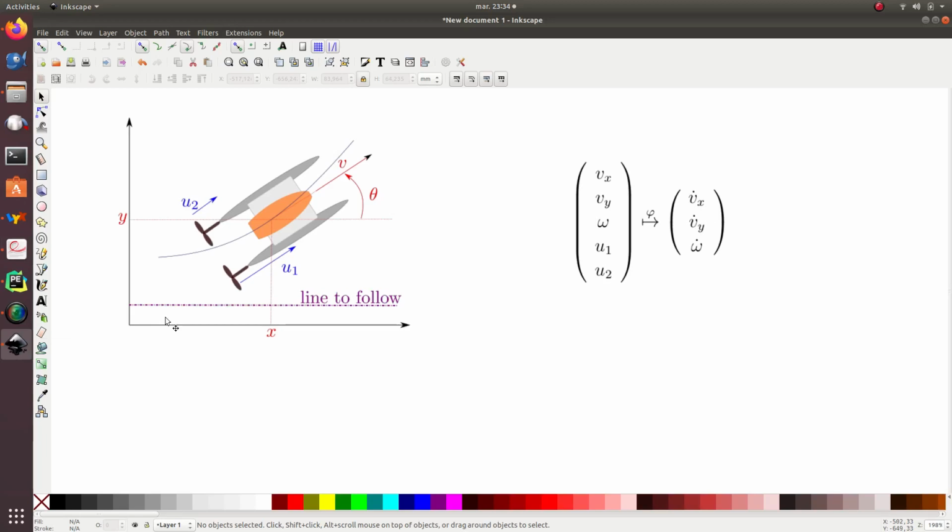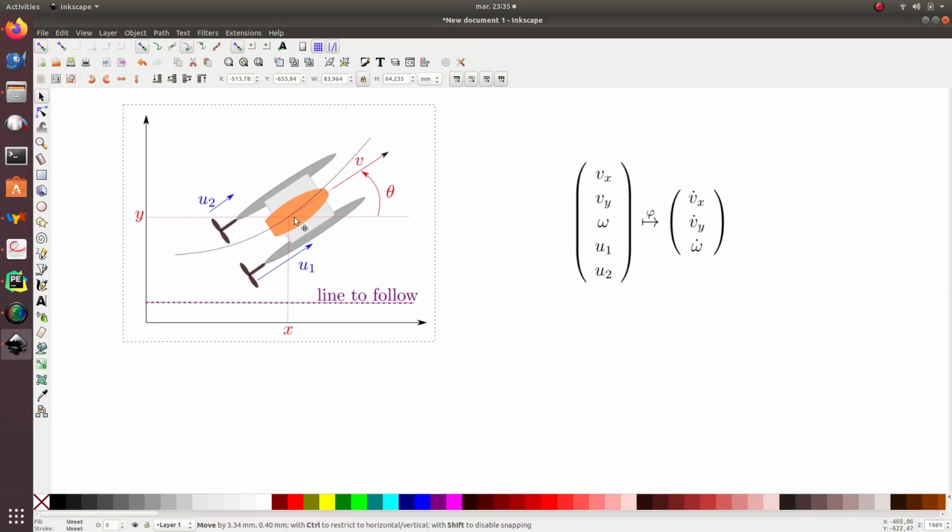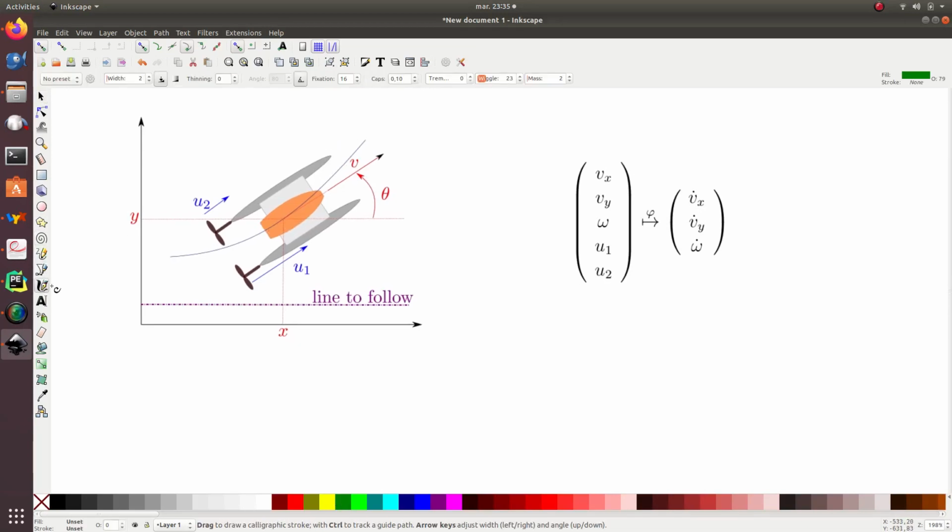So it means that the actual robot of the client does not have a speed like this. The speed is more like this. So here it will correspond to Vx now, and this one will correspond to Vy, due to the fact that I have some sliding effect. It's not a Dubins car. So phi gives me this.